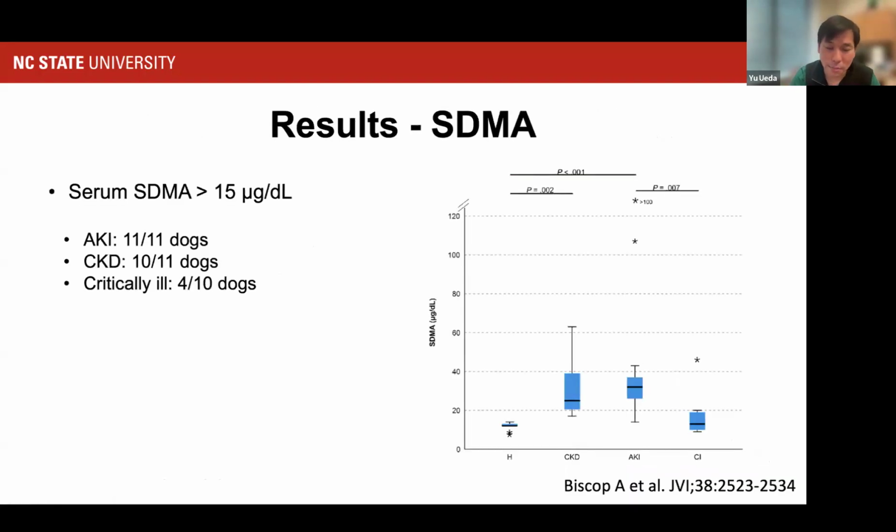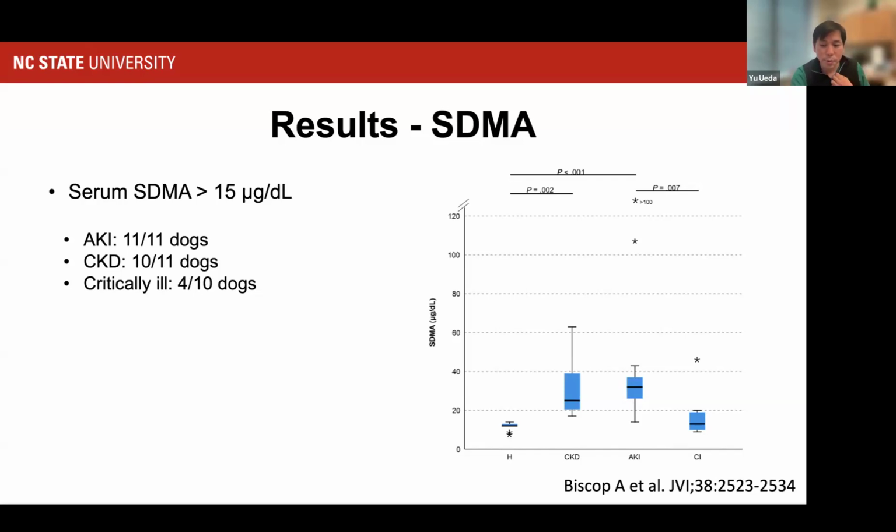And finally, the SDMA is the one that they measured as a functional marker. The cutoff for the SDMA is 15 micrograms per deciliter. All patients with AKI had an SDMA higher than 15, and 10 out of the 11, so almost all CKD patients, had an SDMA higher than 15. But 4 out of the 10 dogs in the critically ill group also had an SDMA higher than 15.